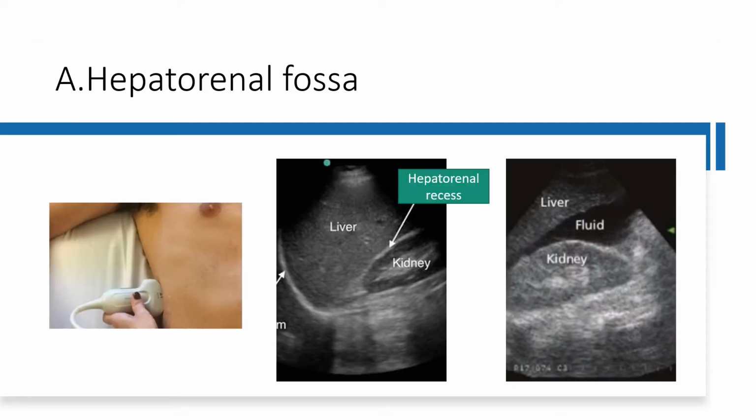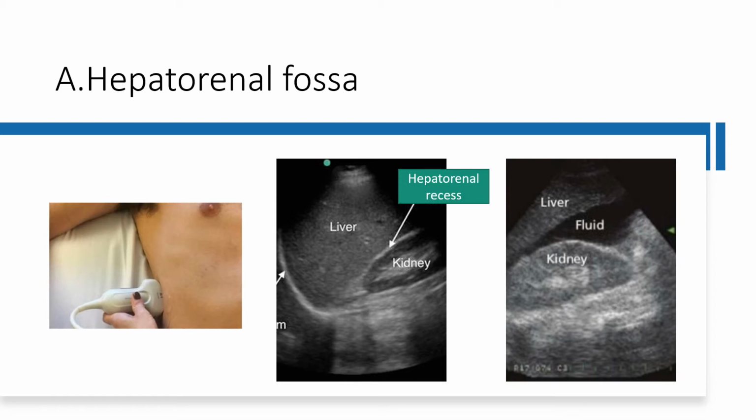First view is the hepatorenal fossa. As you can see, there's a probe there, so the probe marker is towards the patient's head, and you put the probe at the anterior axillary line of the patient, and you rotate the probe obliquely and scan from cephalad to caudad to visualize the diaphragm, liver, and kidney. As you can see here, there's the liver and the kidney. This is the first picture, and you can see the hepatorenal recess. This is a normal view.